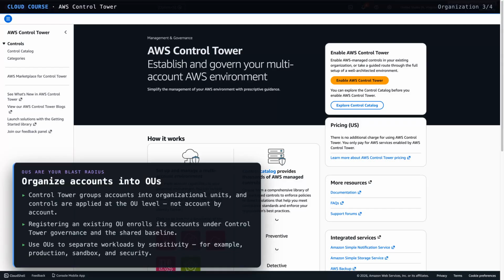The organization page shows your accounts grouped into organizational units, or OUs. This matters because controls are applied at the OU level, so your OU structure defines your blast radius. When you register an existing OU, Control Tower enrolls its accounts under the shared baseline and starts governing them. A good pattern is to separate accounts by sensitivity. Keep production, sandbox, and security in their own OUs, so the right guardrails land in the right place.